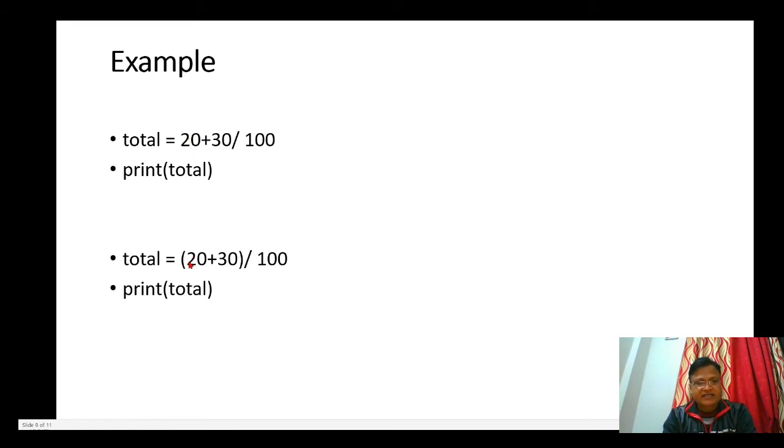In the second case we are using parenthesis. So as per rule the parenthesis part will be solved first, means firstly 20 plus 30 will be calculated, means 50, then that 50 value will be divided by 100. So in that case 0.50 will be your output.